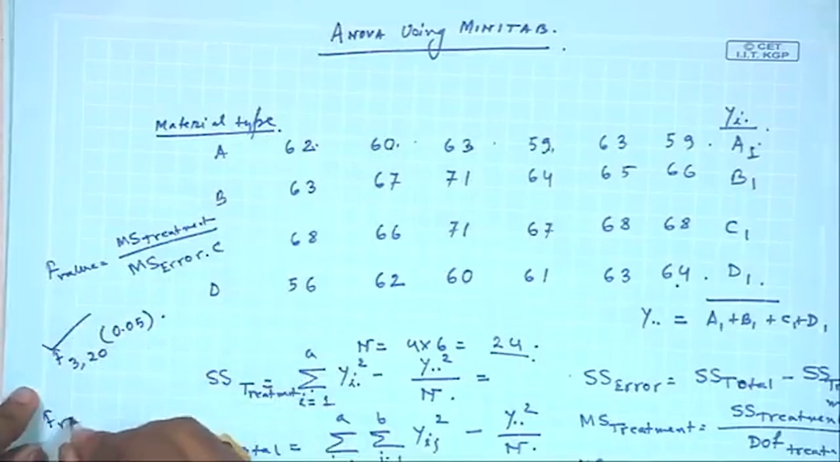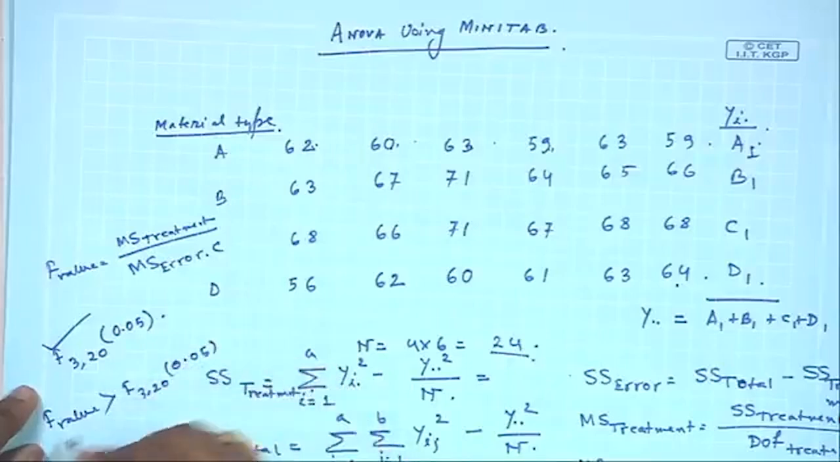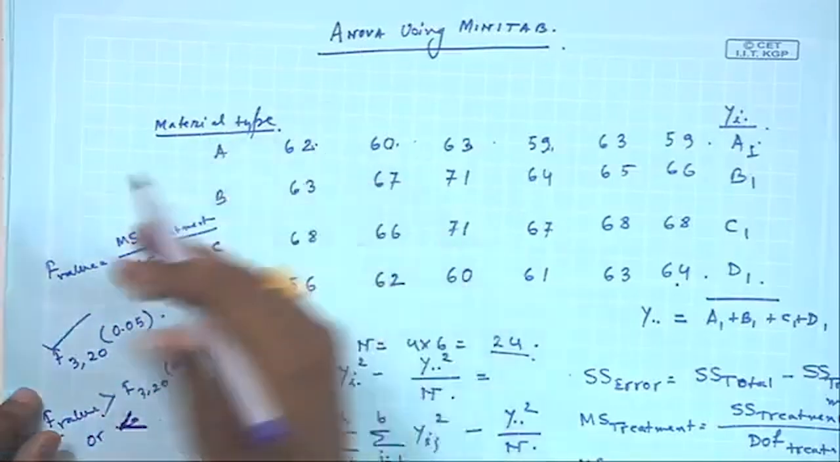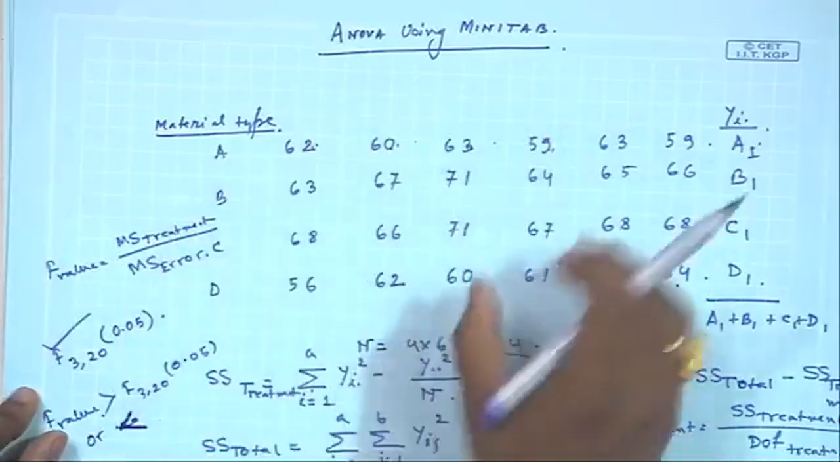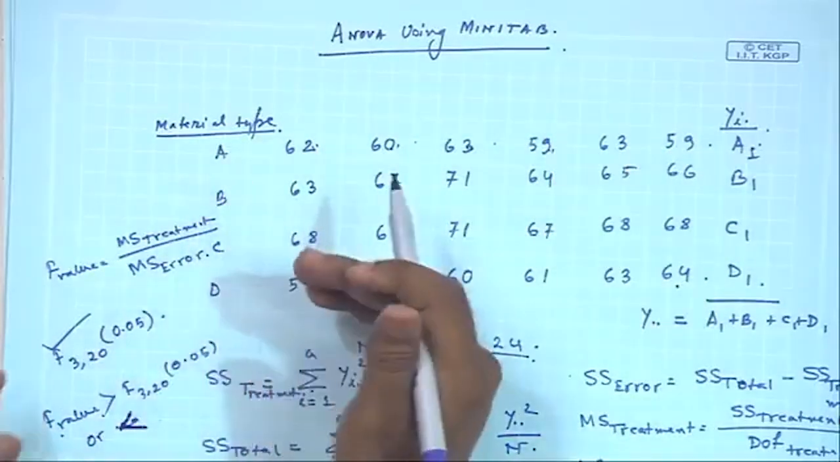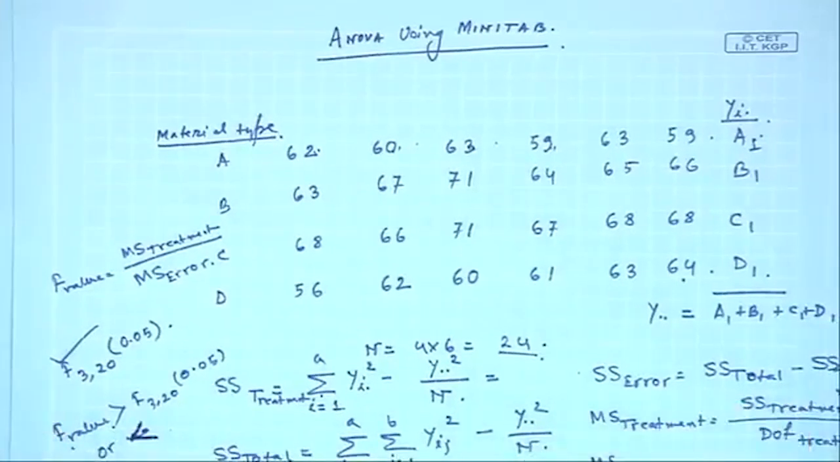Now, we have to compare whether the F value is greater than this tabulated value or less than this tabulated value. So, if this value is greater than the tabulated value, then we can say that the material type is significantly affecting the yield rate, or if it is less than, then we can say that the material type does not significantly affect the mean rate. So, this is the ANOVA analysis in MINITAB.